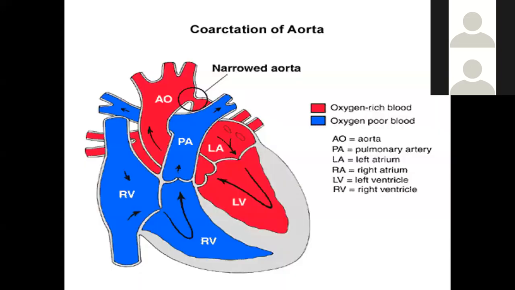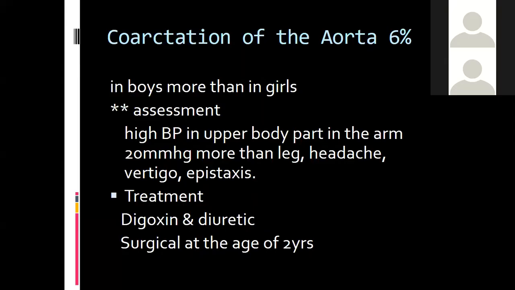Now coarctation of the aorta comprises most probably about 6% of the cases.